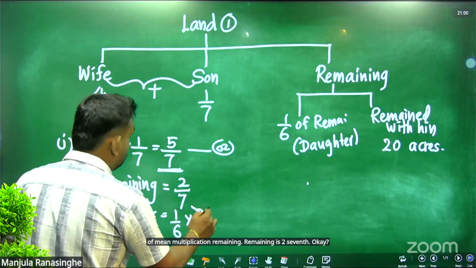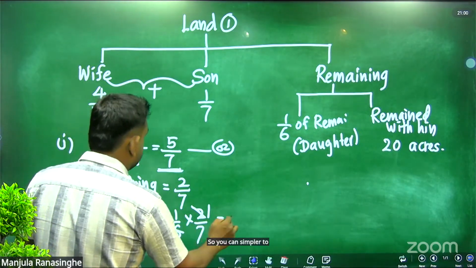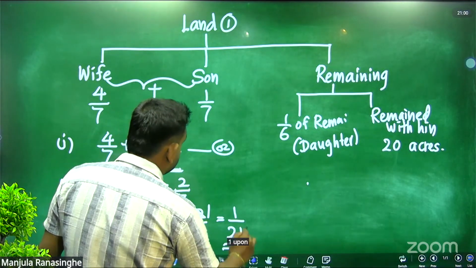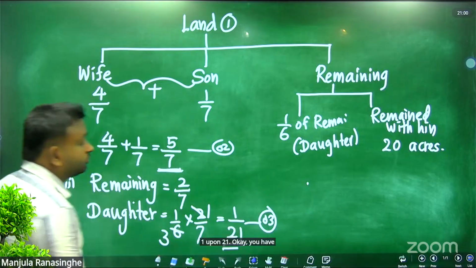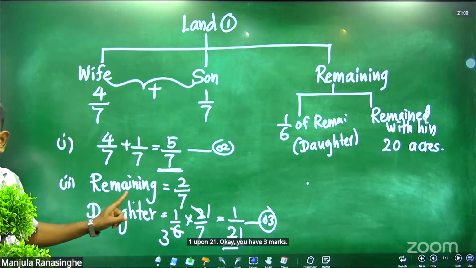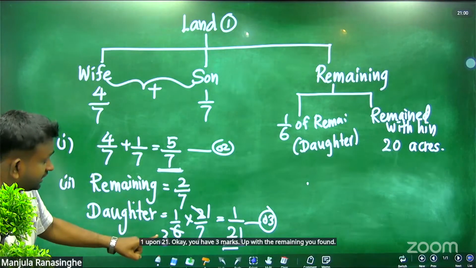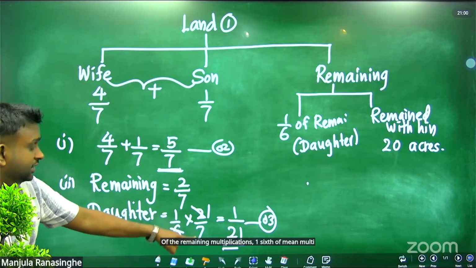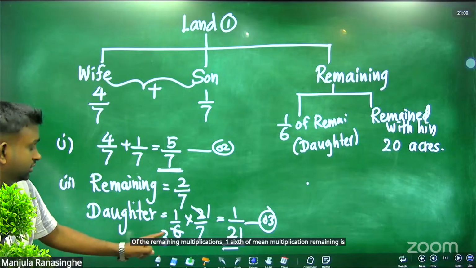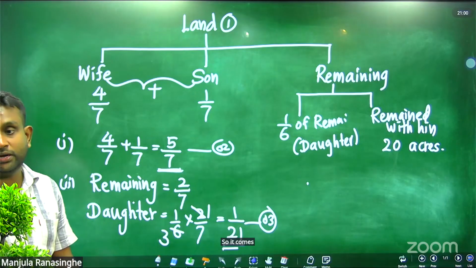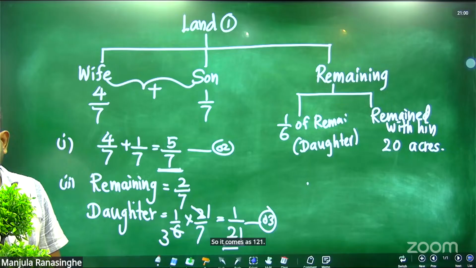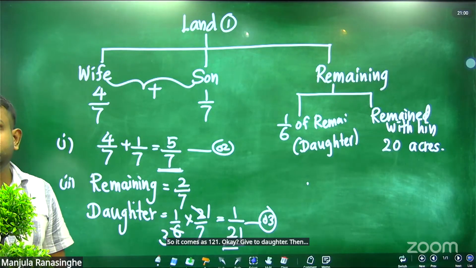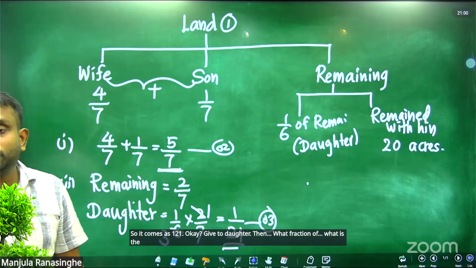So you can simplify by 2 into 1, 2 into 3. Then it comes as 1 upon 21. You have 3 marks. So, 1/6 of the remaining, multiplied, with the remaining being 2/7, it comes as 1/21, given to the daughter.